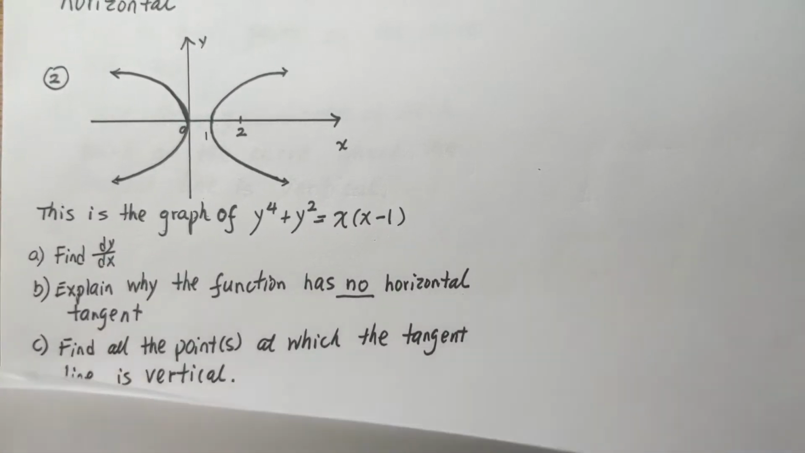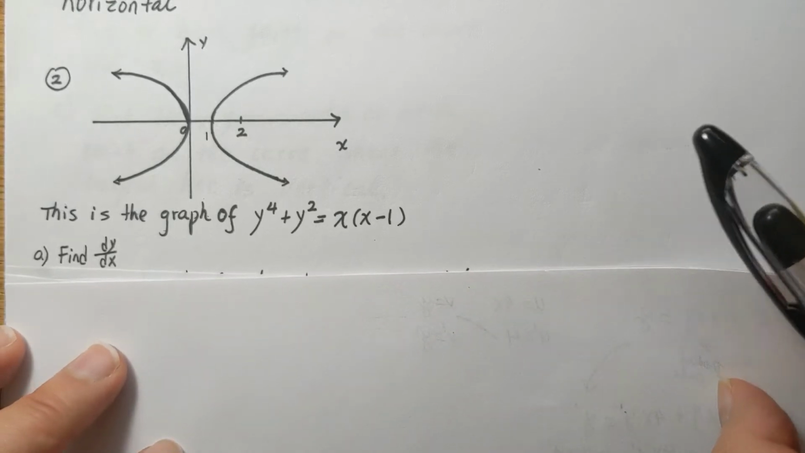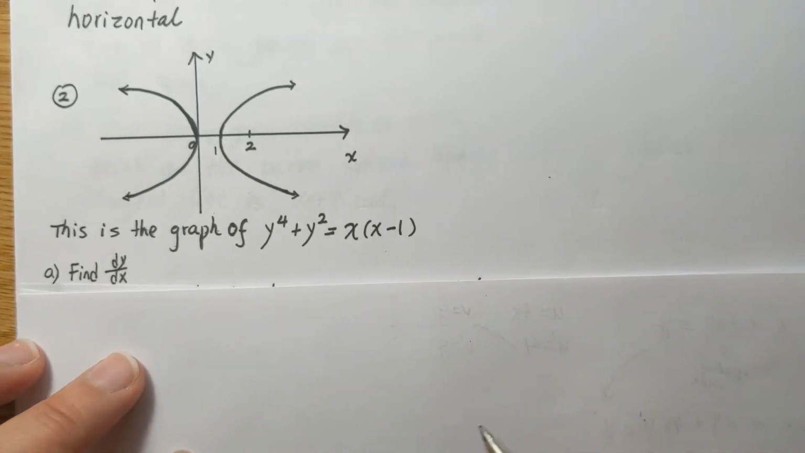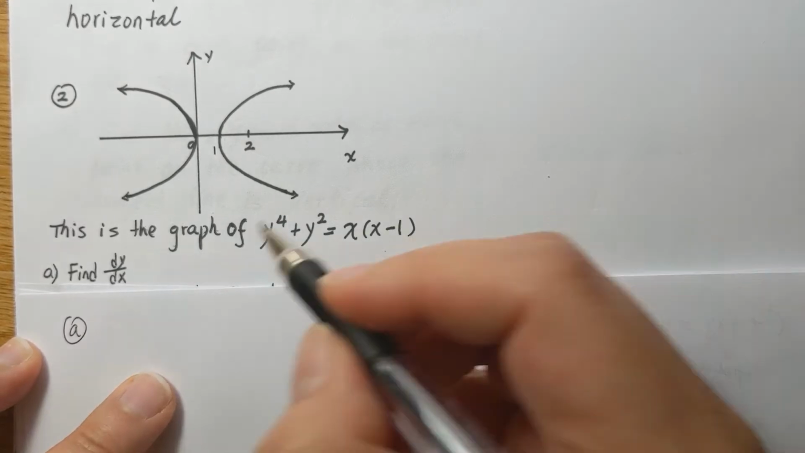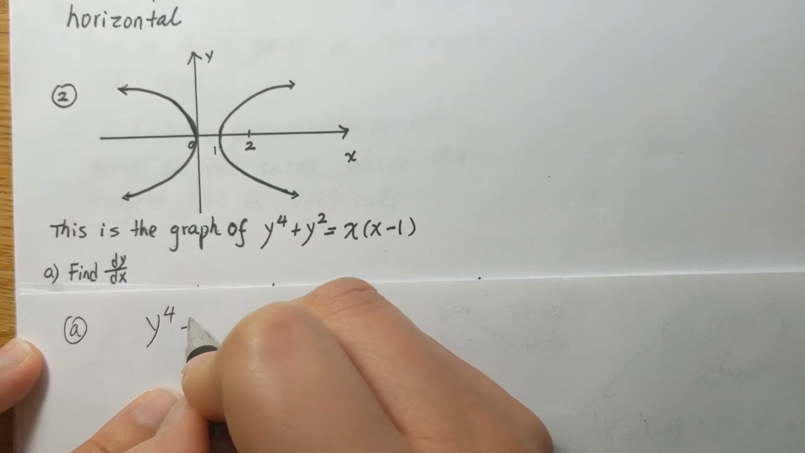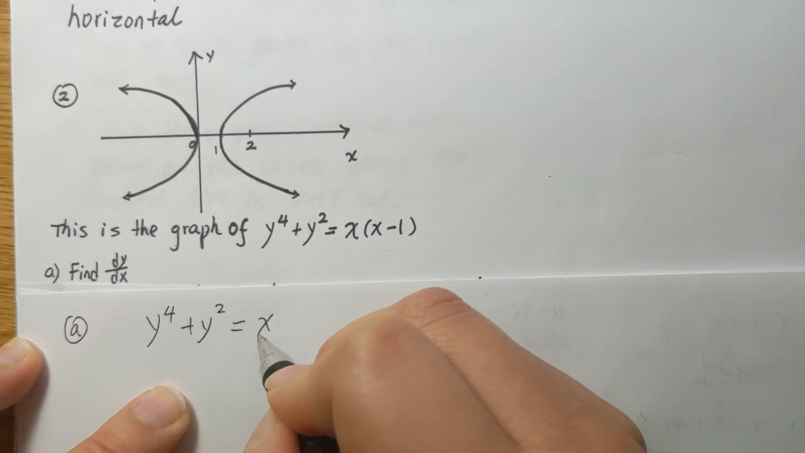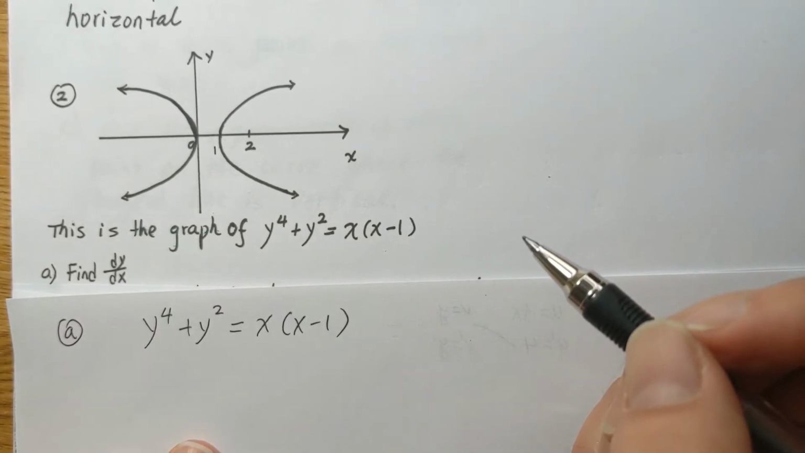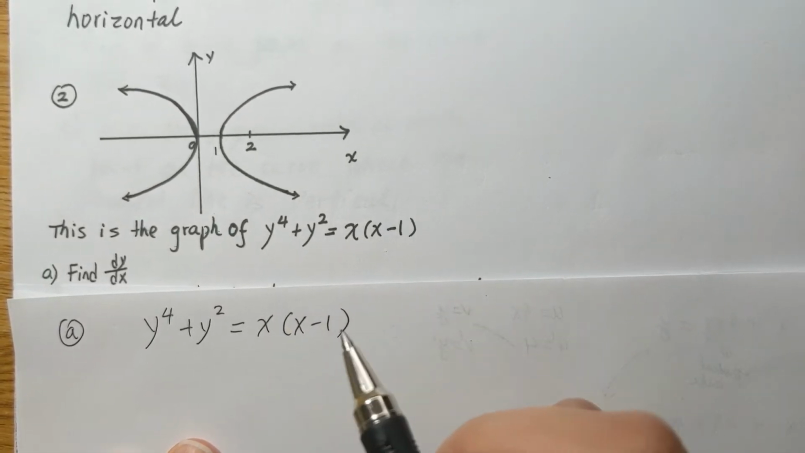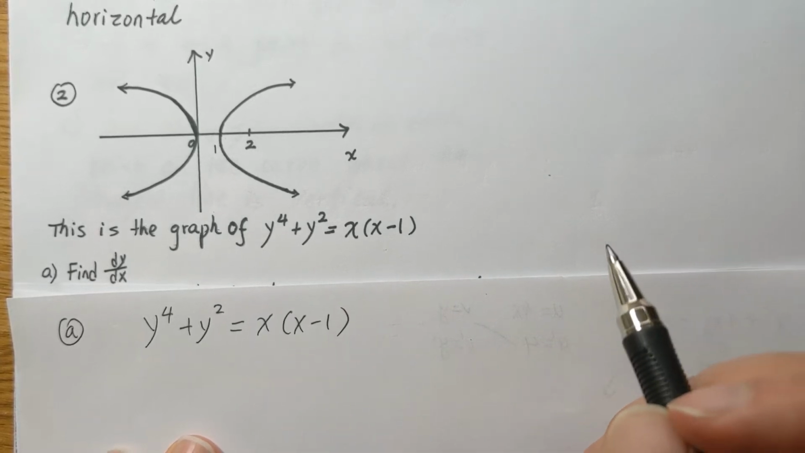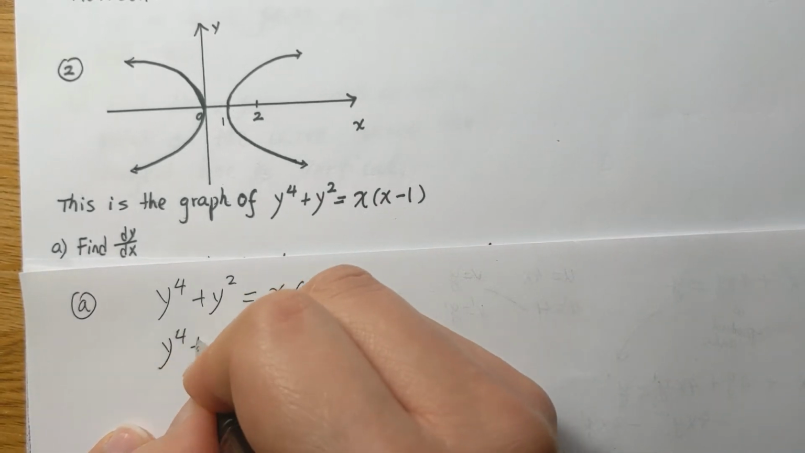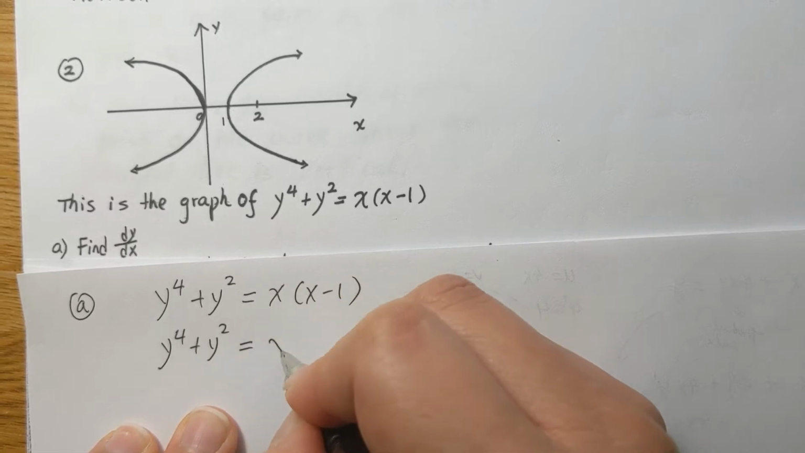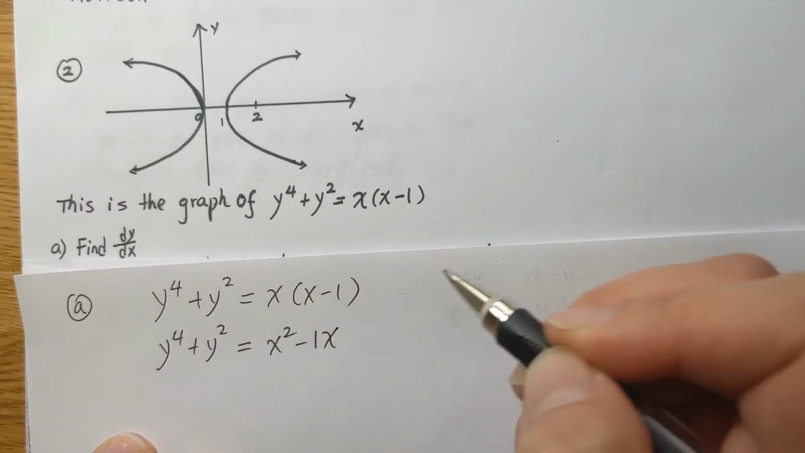So let's take a look at part A first. Part A. So we have y to the 4 plus y squared equal to x times (x minus 1). I have to find the derivative. So I decided to multiply this out first to make it easier, because I don't want to use the product rule. So y to the 4 plus y squared equals x squared minus x.